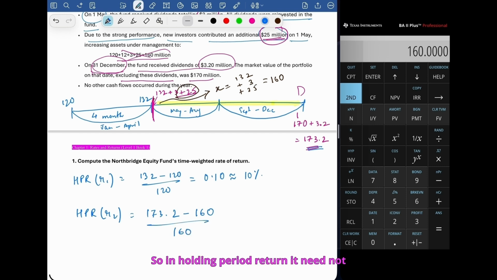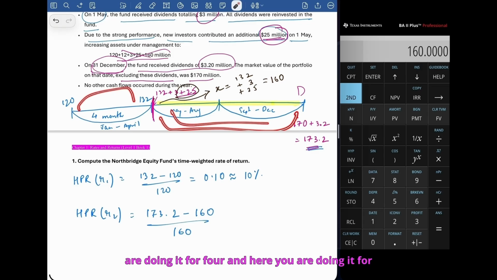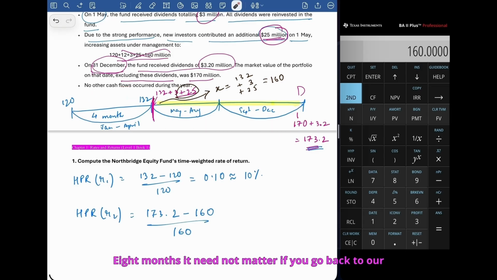So in holding period return, it need not matter if you are doing it for this entire period, here you're doing it for 4 and here you're doing it for 8 months. It need not matter. If you go back to our concept before which I have taught, it need not matter that this holding period return R1 is for 4 months and this is for 8 months. It will matter only in the case of money weighted return.